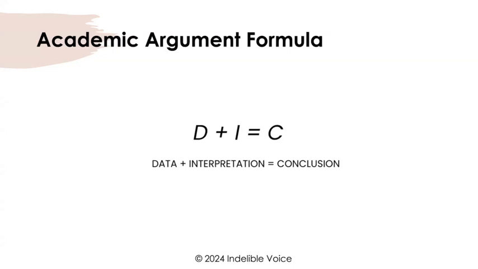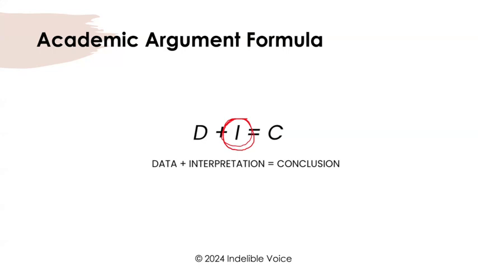So I think about the bare bones version of an academic argument as data plus interpretation equals conclusion. A lot of the time, what academics will do is they'll actually forget about the interpretation and they'll present the data and then just say, this means X, this leads us to a particular conclusion. But I think of this as a really big mistake because your interpretation is really important. You need to actually interpret the data and tell the reader what that data means before you tell them what your conclusion is.